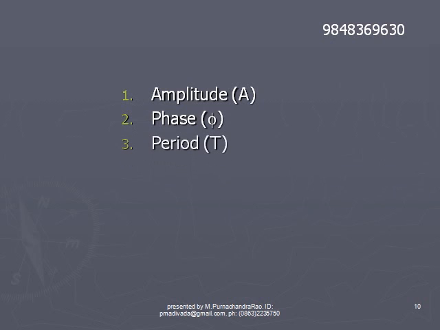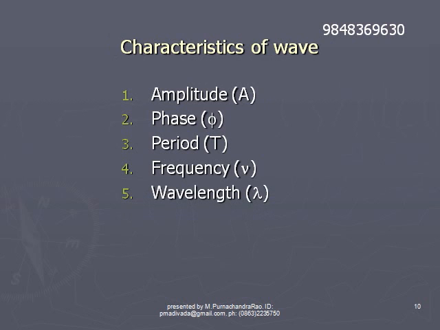What are the characteristics of the wave? The characteristics of the wave are amplitude, represented by capital A, phase phi, period T, frequency nu, wavelength lambda, and intensity I. These six are termed the characteristics of the wave: amplitude, phase, period, frequency, wavelength, and intensity. Now I will give you the concept of the different characteristics.